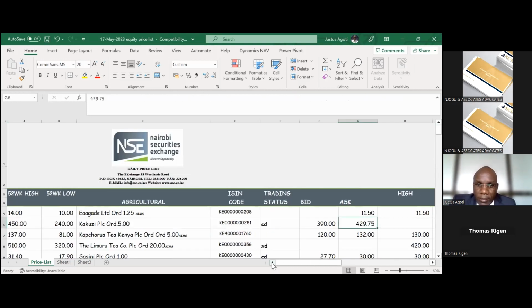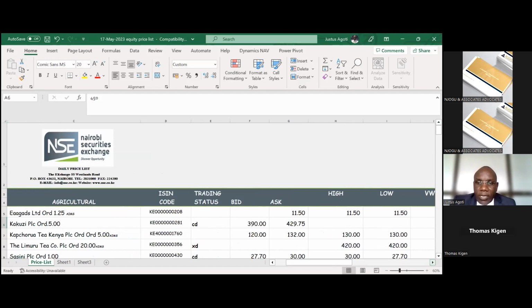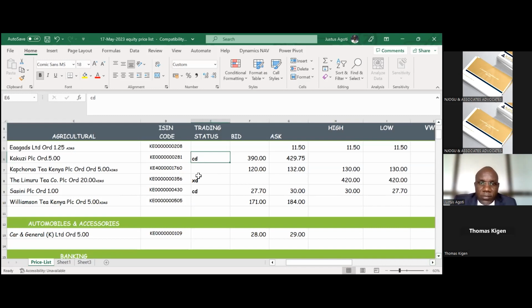And you can see the highest price that Kakuzi has gone is 450. Right? So that tells you, for some people who are buying, they can say, oh, the share could be bought at 429. If I add 24, does it hit the highest price that the company has gone at? So I could buy this share and then hold, and then maybe sell after the closure date, which was indicated there below, right? So you can see the terms here, especially for status: come dividend, ex-dividend.